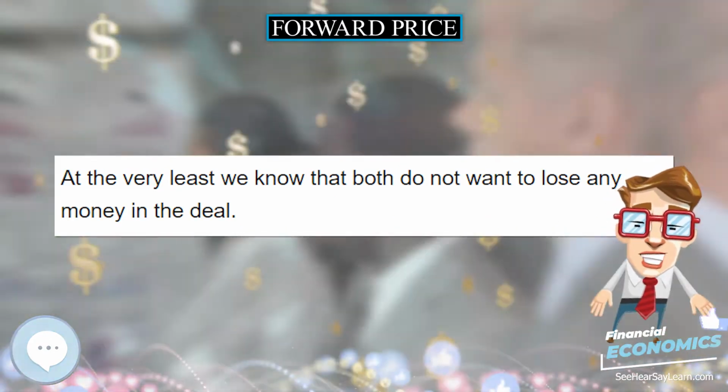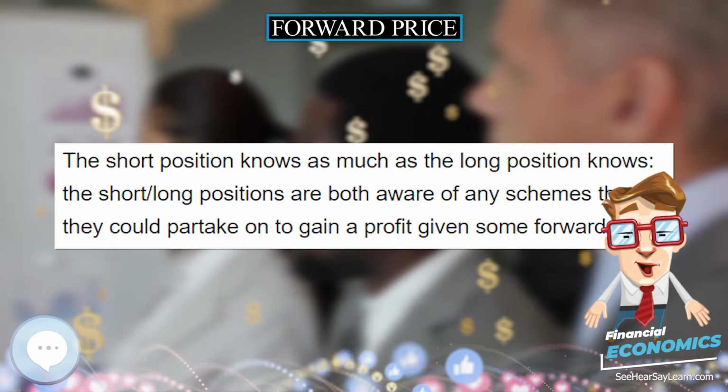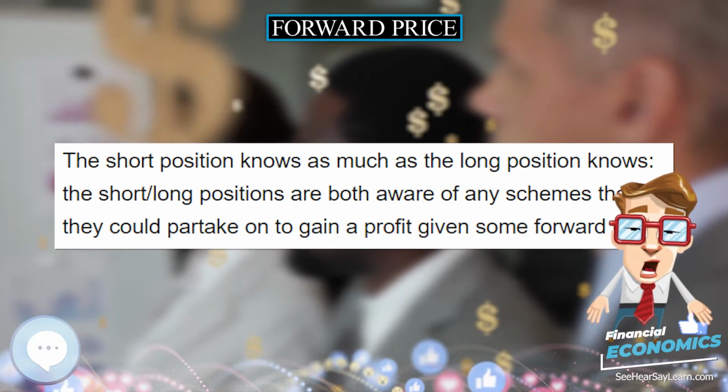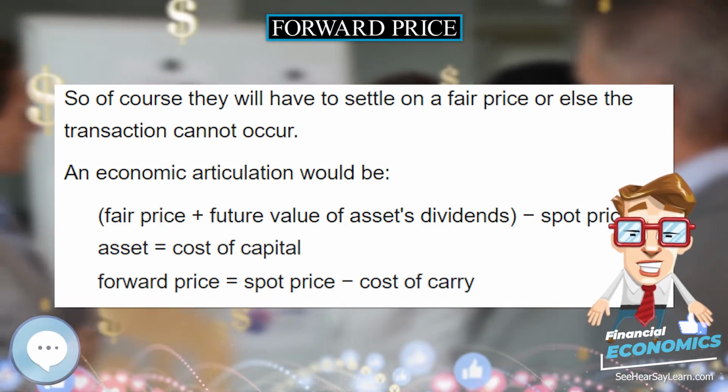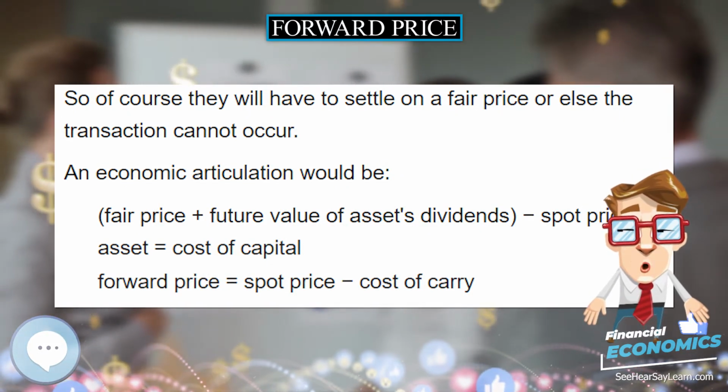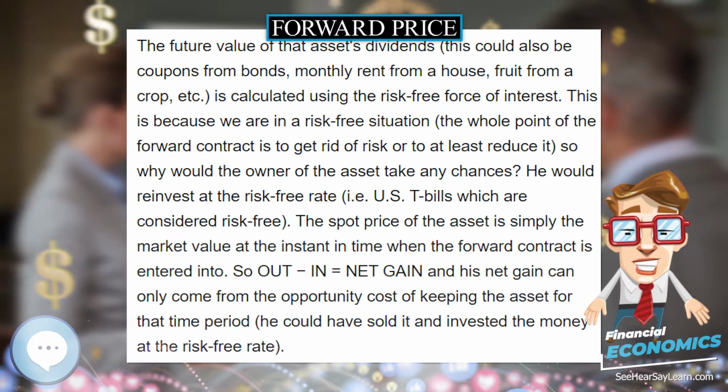The whole point of the forward contract is to get rid of risk or to at least reduce it, so why would the owner of the asset take any chances? He would reinvest at the risk-free rate, i.e. UST bills, which are considered risk-free.